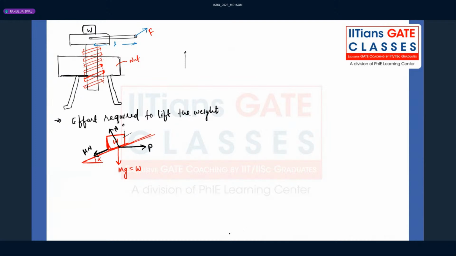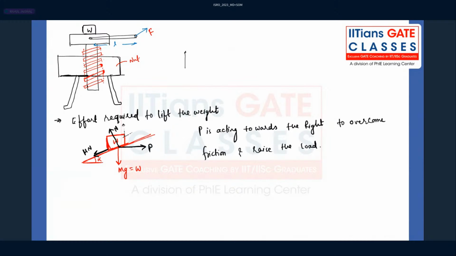Why are we applying it in this direction? Here we are applying P towards the right to overcome the friction and raise the load. Then only the component of P will be acting in this direction, right? That is P cos alpha, and this will be P sin alpha.